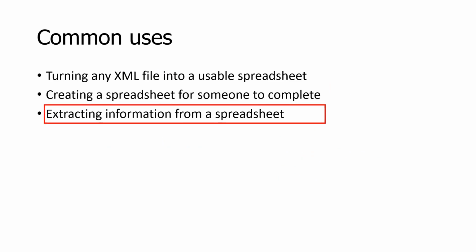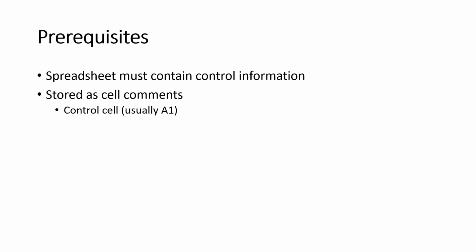We'll be converting an Excel spreadsheet into an XML file which can then be mapped and imported into our business systems. In order for a spreadsheet to be converted to XML, it must contain control information. This information is stored within cell comments in 2 places. The control cell, usually cell A1, and the column headings row, which is usually row 4. The control cell contains information about the XML file to be created, and the column headings row comments say where to map each column into the XML structure.